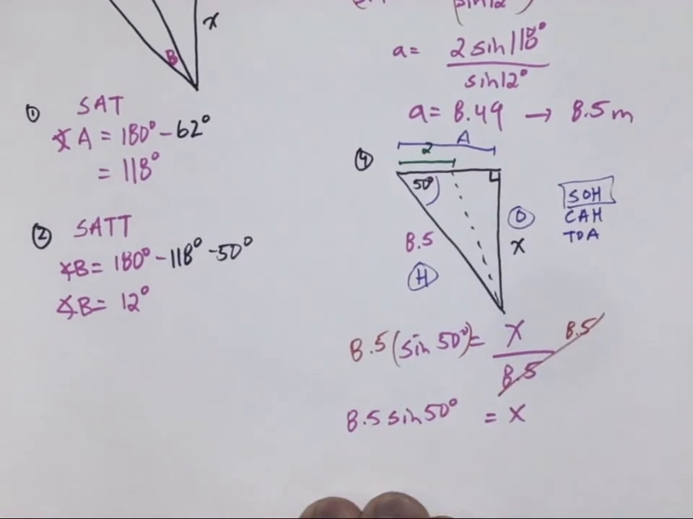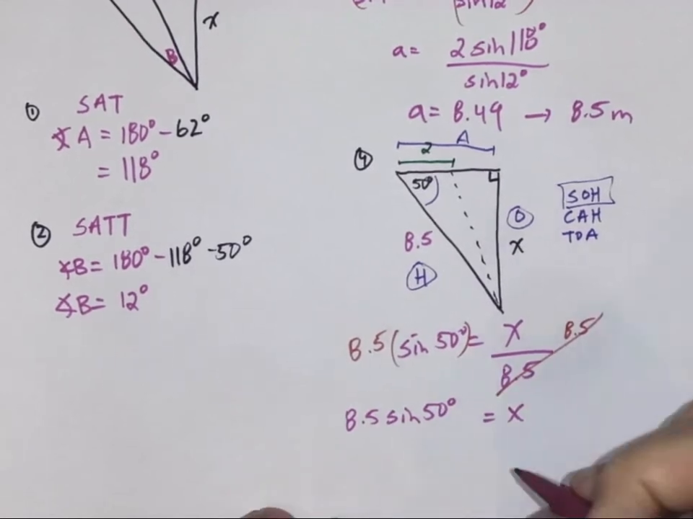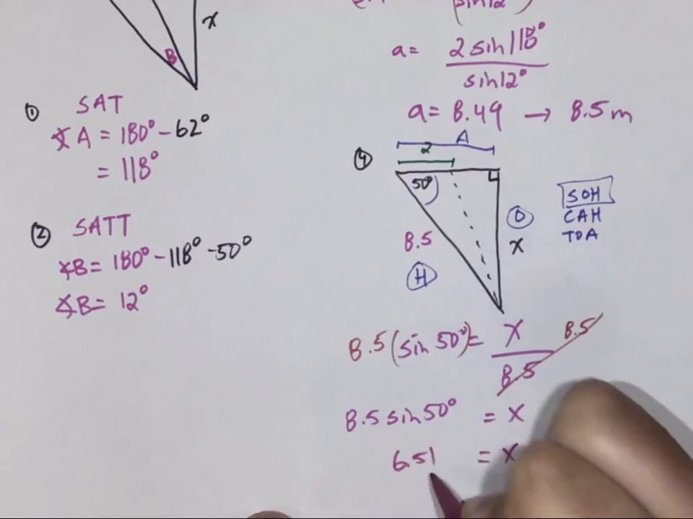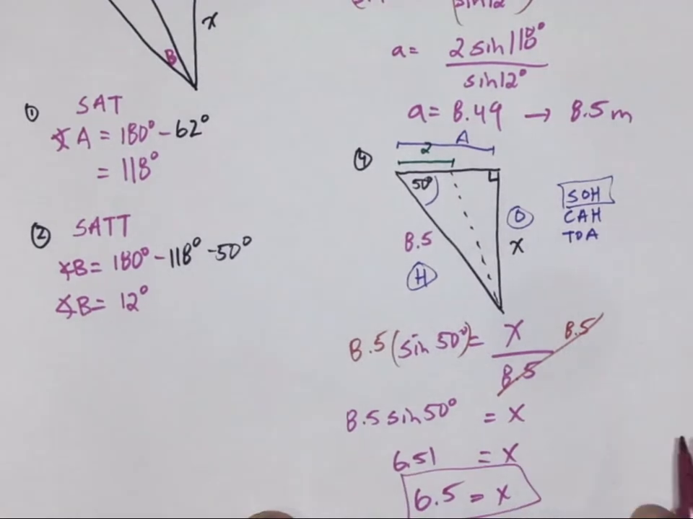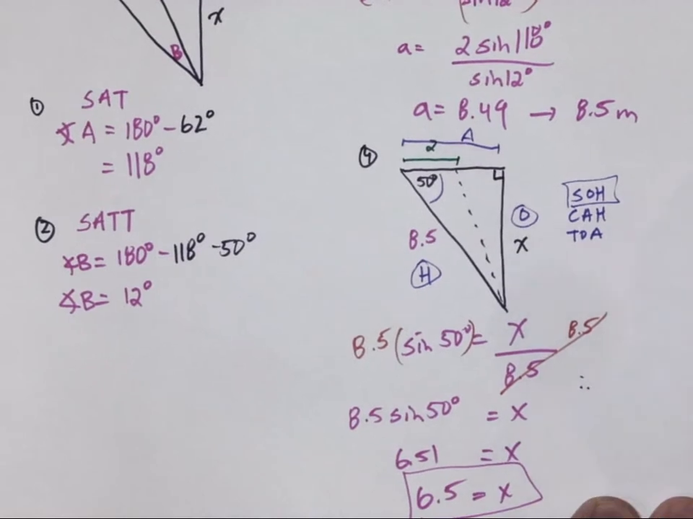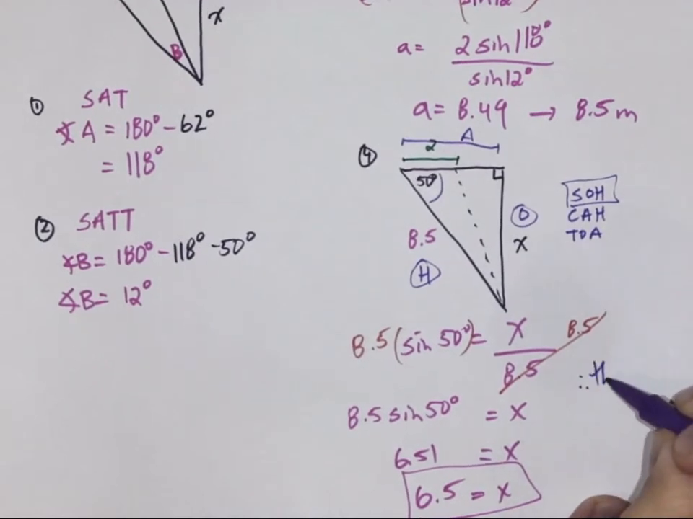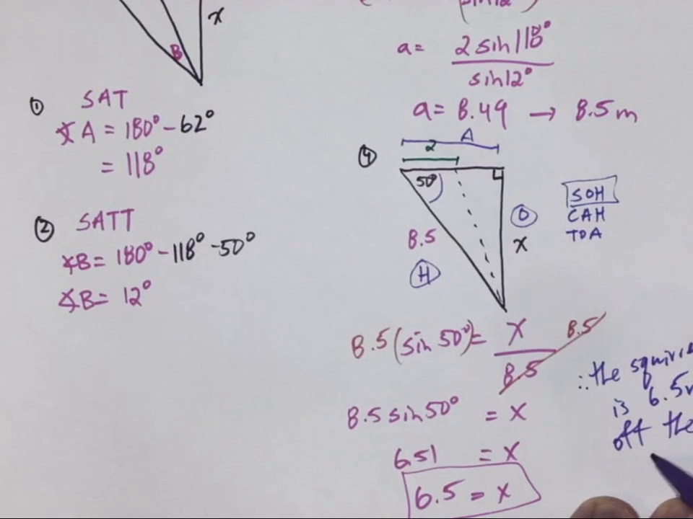If you have a scientific calculator, you write that, type it right into your calculator right away. Certain phones or calculator programs on phones, you've got to do it backwards. Enter that all in. We got 6.51, round to 1 decimal place, 6.5. There's our final answer. Therefore, the squirrel is 6.5 meters off the ground.